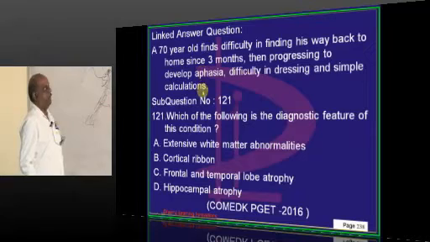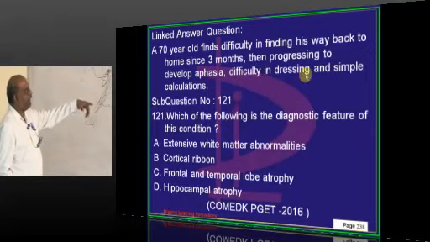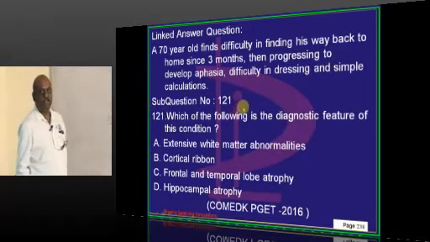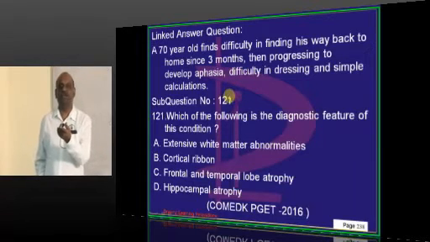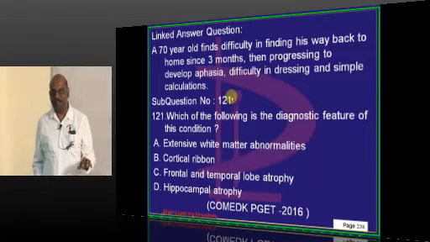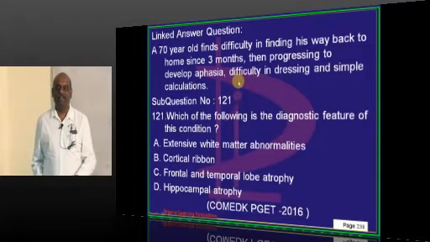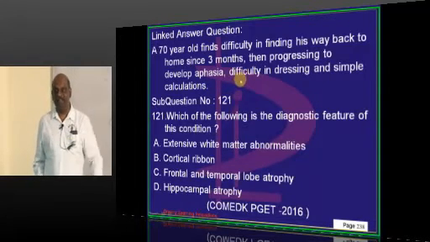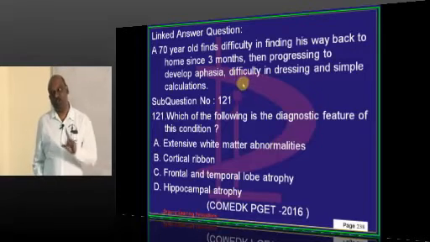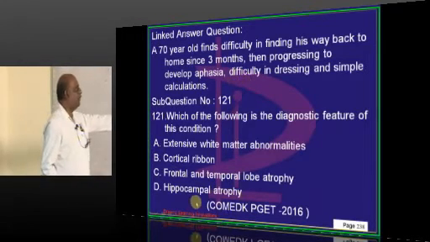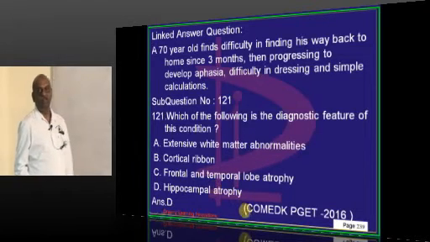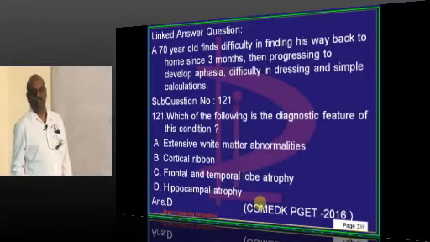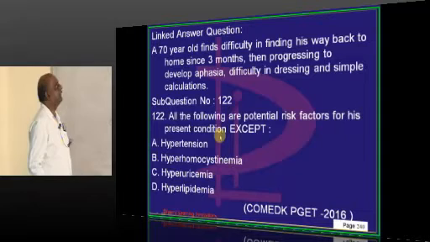70-year-old, he is progressing to aphasia, difficulty in dressing, simple calculations. What is the examiner trying to tell you? Alzheimer. Because that is the only dementia you know. He knows that. You don't know frontotemporal dementia, you don't know Lewy dementia, you don't know cortico-basal degeneration and dementia. He knows that you know only Alzheimer. And the only thing you must know is, in Alzheimer there is a hippocampal atrophy. That is what you must basically make up your mind.